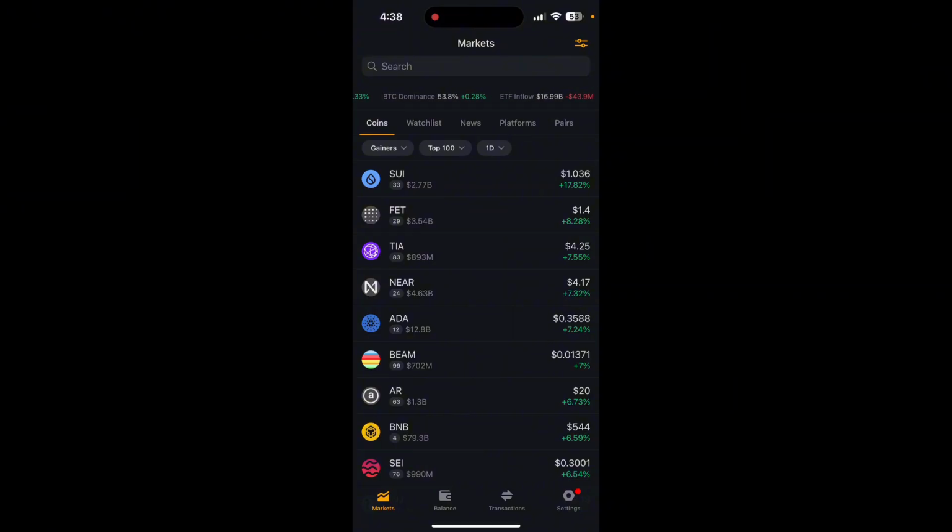Third is swap fee. If you are using the wallet to swap one cryptocurrency to another, there may be additional fees associated with the swap. Another is gas fees for Ethereum and ERC20 tokens. If you are using Ethereum or any ERC20 tokens, you will encounter gas fees, which are fees paid to miners for processing transactions on the Ethereum network.